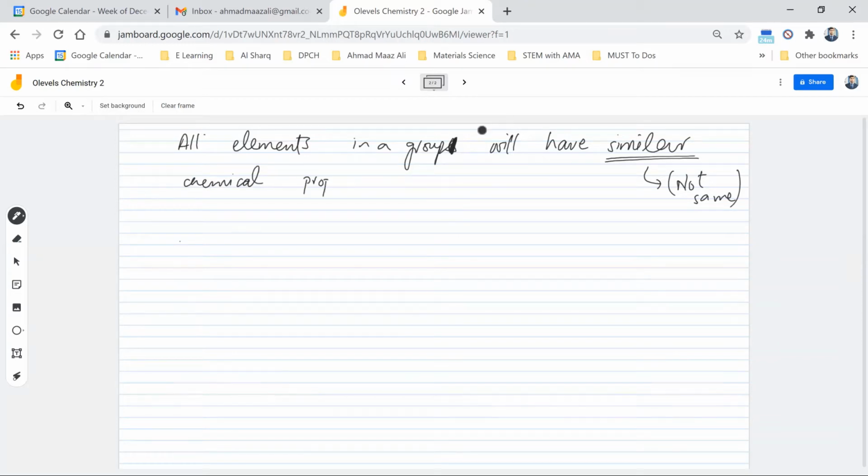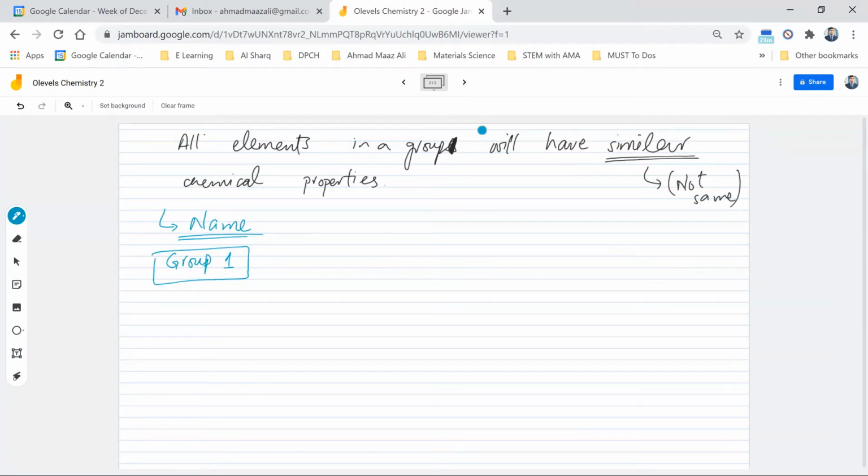Do you guys understand this? The word similar is used over here. I've not used the word same or exactly the same because the properties are just matching. The properties are not exactly the same. All right. So based on these chemical properties, we basically give names to certain groups. Groups are given certain names. For example, group 1 has a particular name. What is it? Who knows?